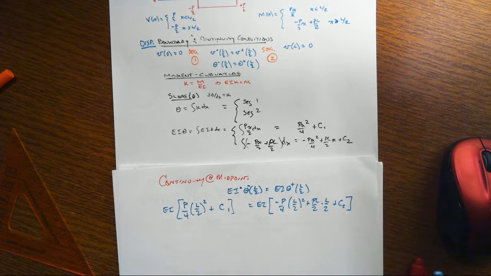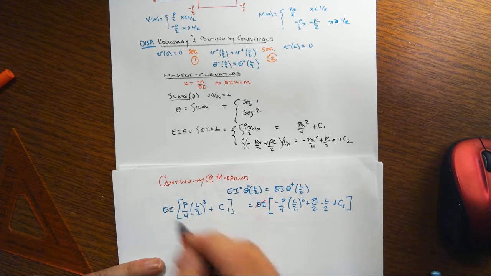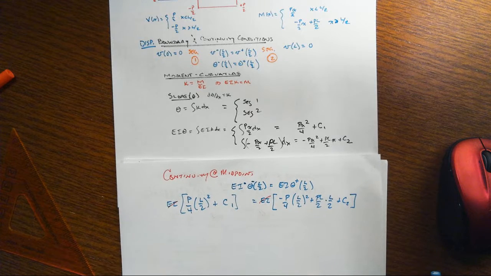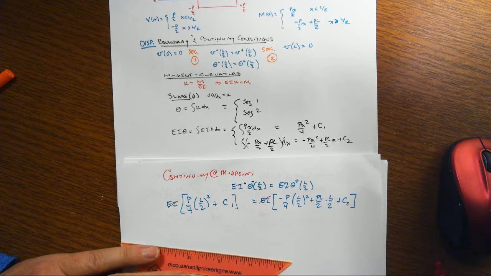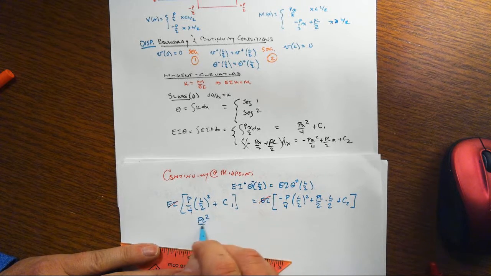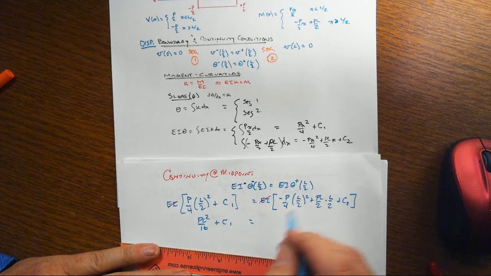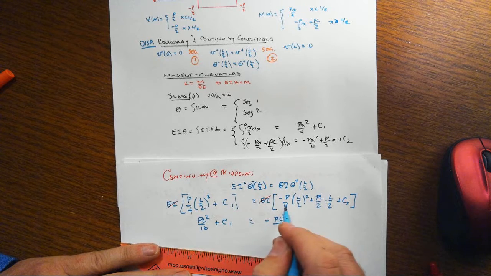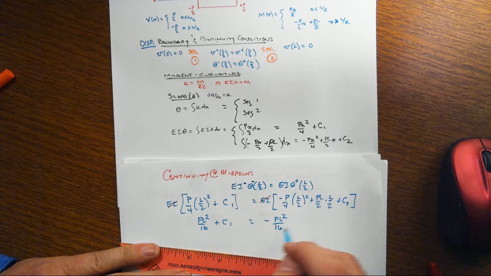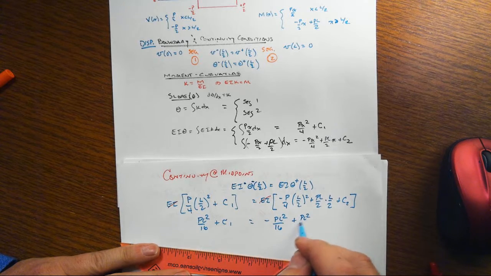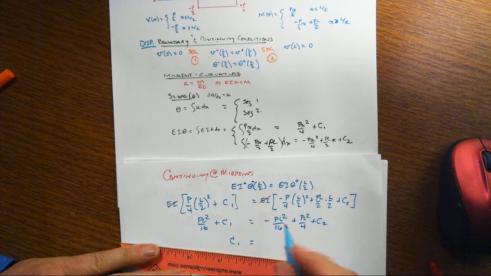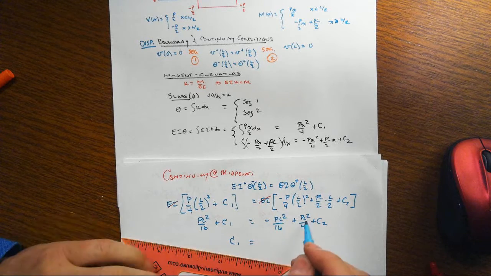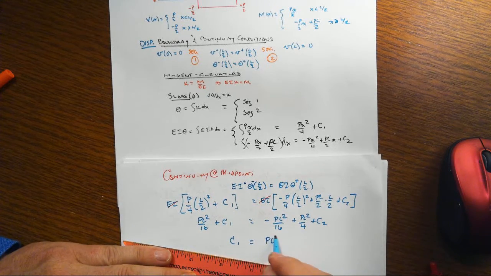Now this is tough stuff to get done right. The EI's cancel out, they're the same, so that's nice. And so we come along, and this is going to be PL squared over 16 plus C1. This is going to be minus PL squared over 4 times 1 over 2 squared, so that's over 16, plus PL squared over 4 plus C2. So C1, then we take that to the other side. That'll be a net of minus 1/8 plus the 1/4. We'll end up with PL squared over 8 plus C2.